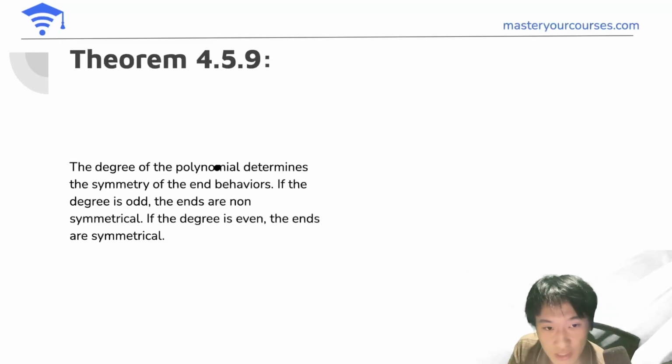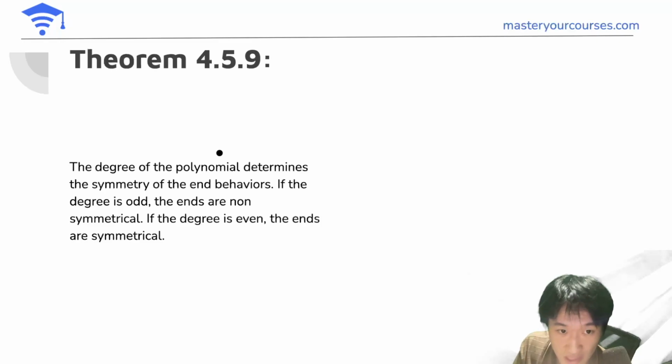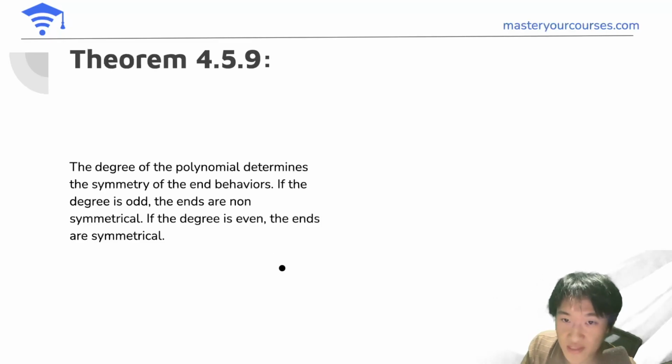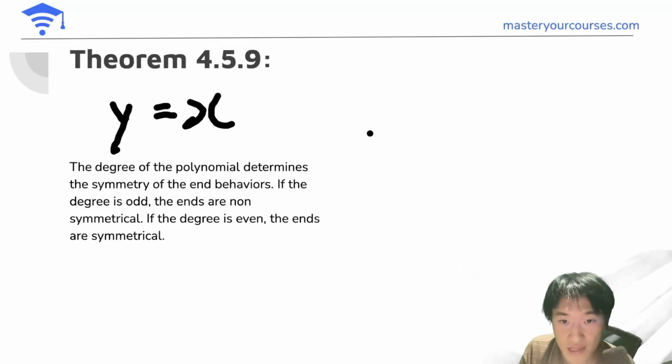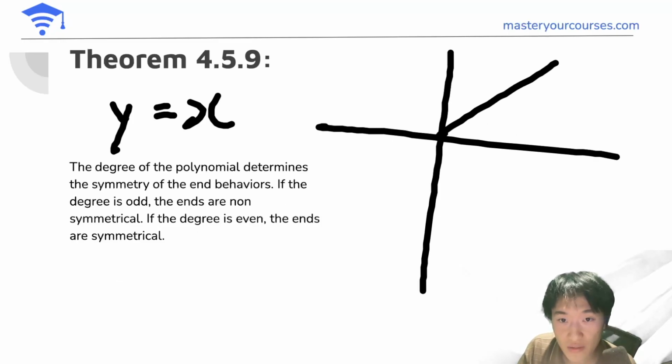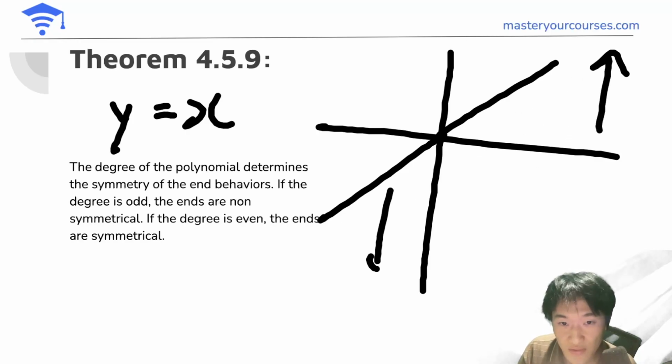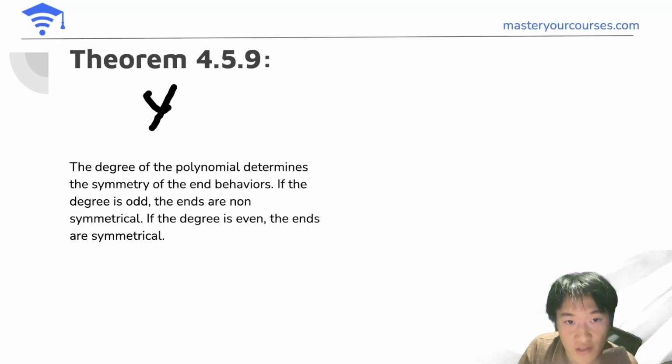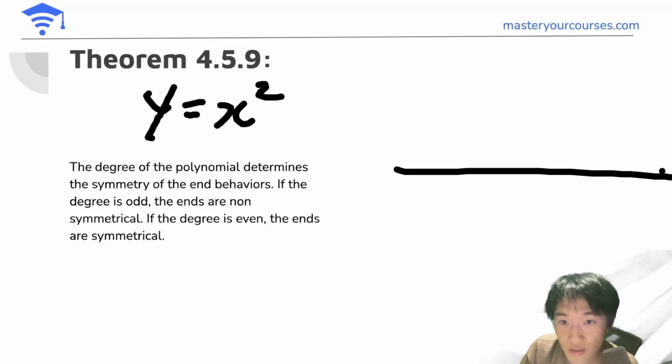Now, the degree of the polynomial determines the symmetry of the end behaviors. If the degree is odd, the ends are non-symmetrical. If the degree is even, the ends are symmetrical. This might not make a lot of sense intuitively, but you've already worked with a lot of cases. Think back to degree 1 polynomial. Let's go with the most simple example. y is equal to x. What is the end behavior? It's not symmetrical. One goes to infinity, right? And one goes to negative infinity. So these two are not the same end behaviors. But what about the other function that you're very used to as well? y is equal to x squared.